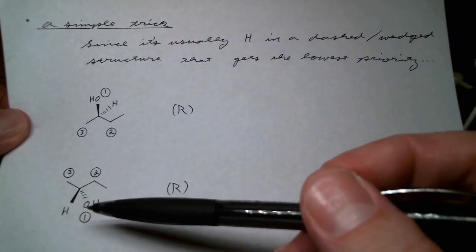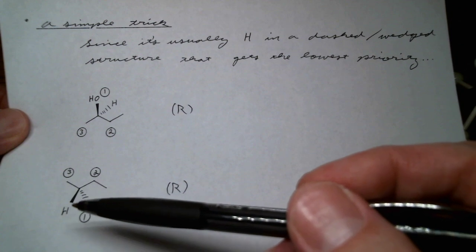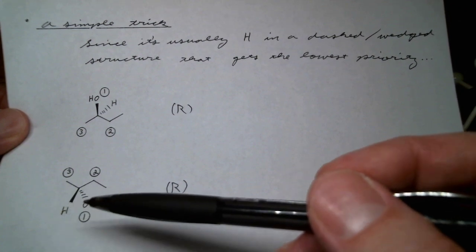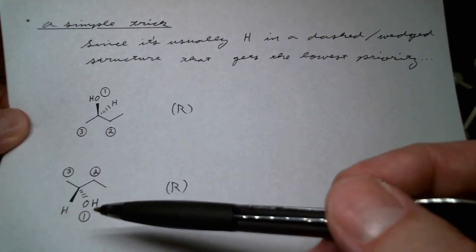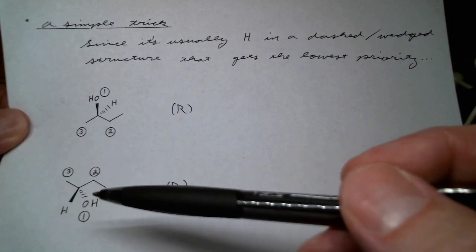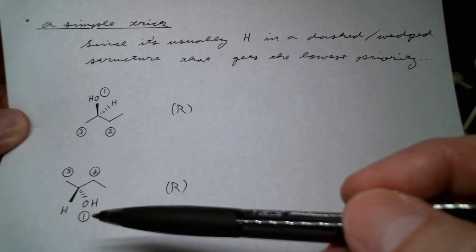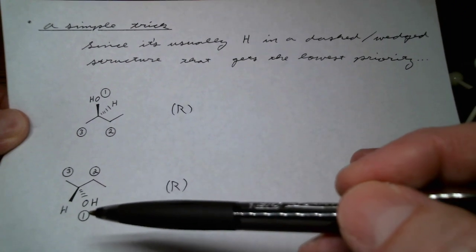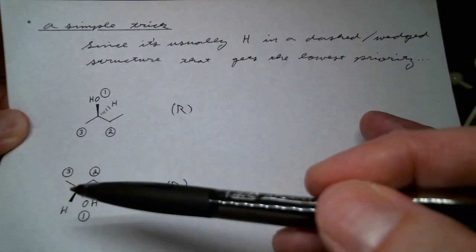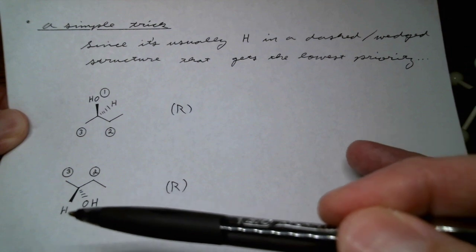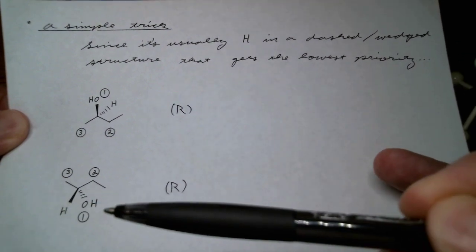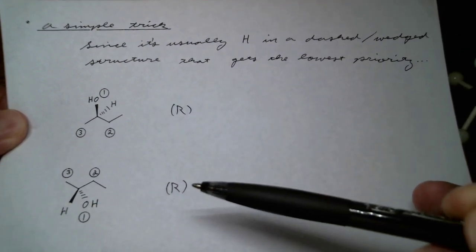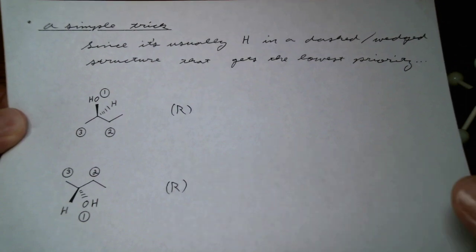You can still assign priorities even in the bond line diagram where your lowest priority group is pointing up, and then connect them. You just have to remember to reverse whichever directionality it's telling you. So we connect 1 to 2 to 3. It looks like S, but since our lowest priority group, hydrogen, is sticking up, we have to remember, it's really R. So there's the other trick.